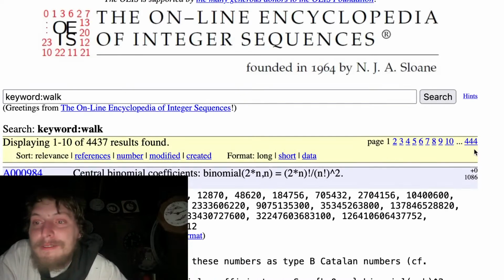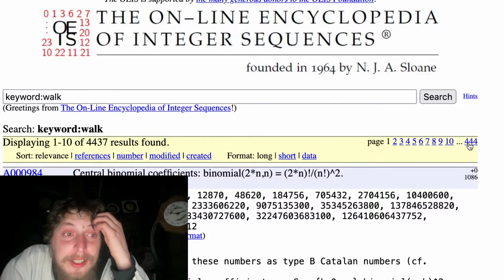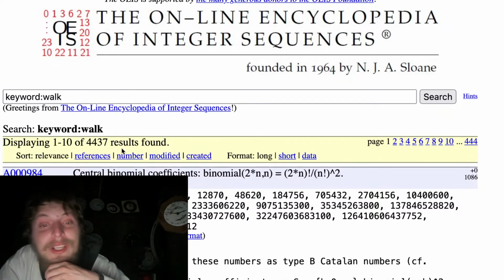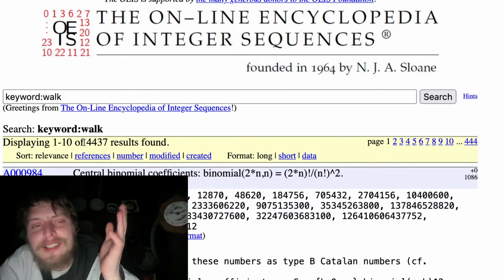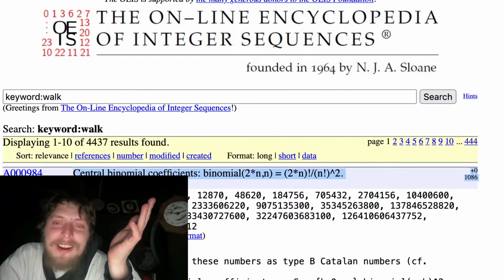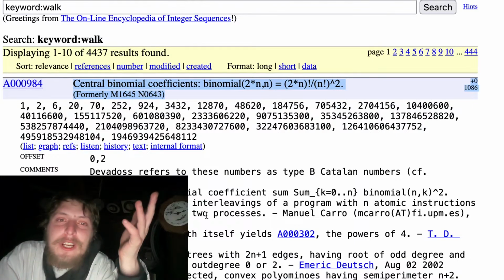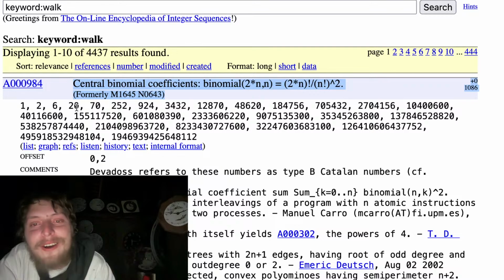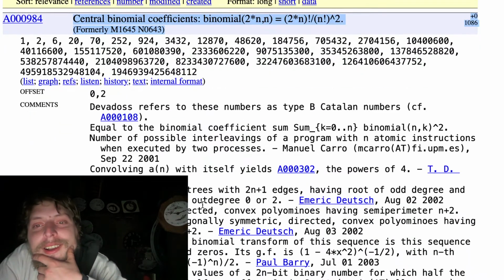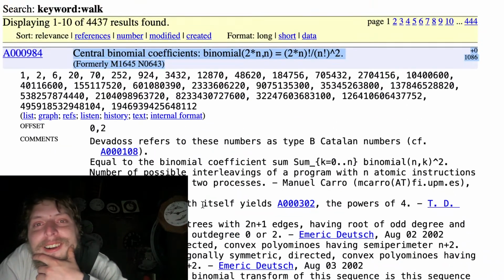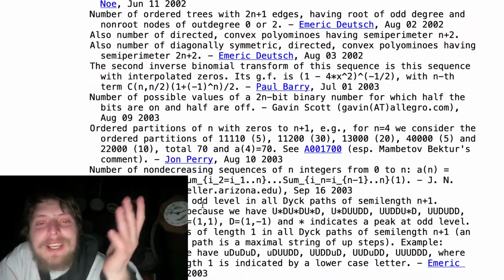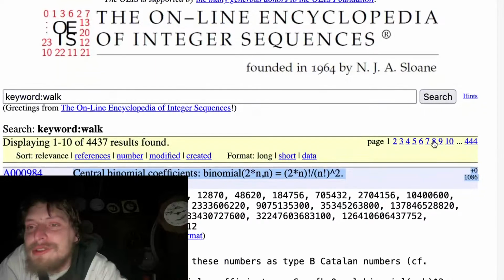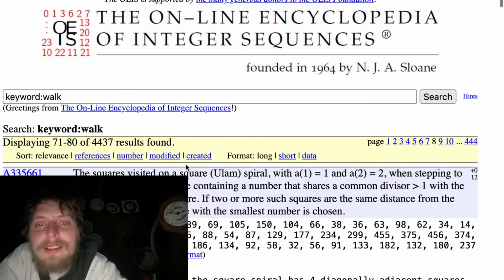And there's 4, oh my god! There's more than 4,000 sequences that relate to walks in some way. I guess it doesn't need to be the main definition, because this one is the central binomial coefficients, which is basically the center of Pascal's triangle going down. But here, it must also be able to be interpreted as a walk of some sort. A lot of them are going to be straight up defined like that.